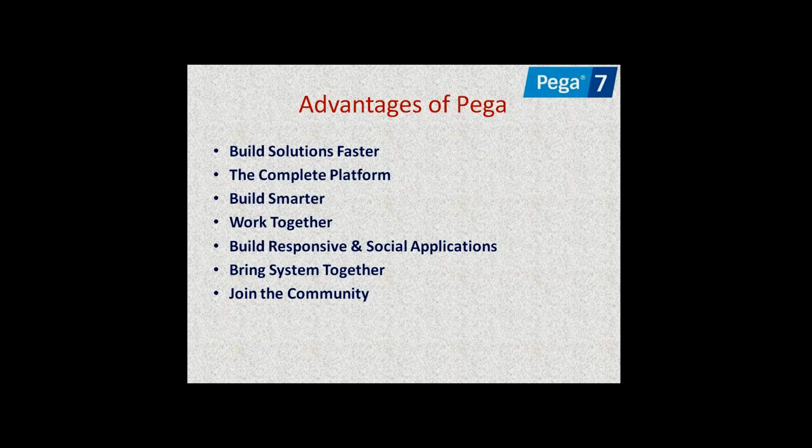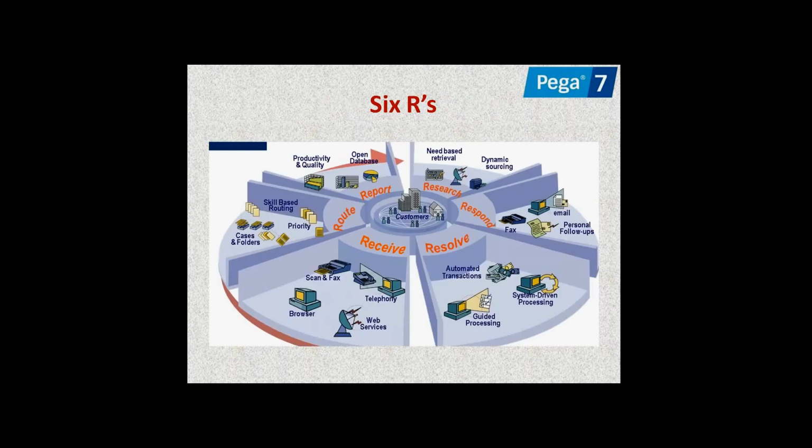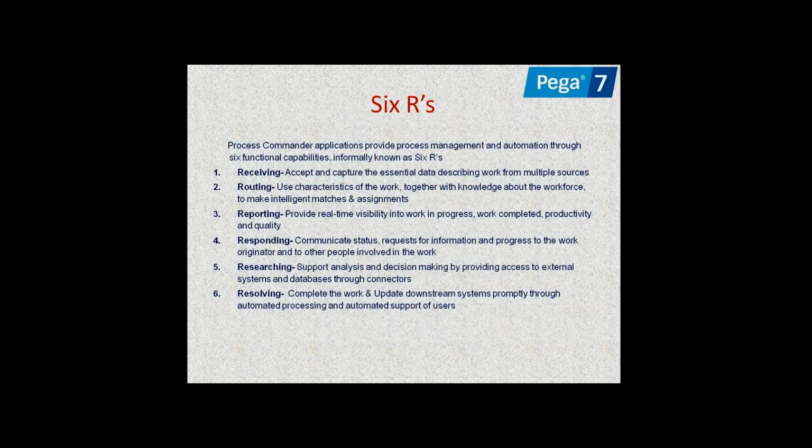Pega contains different types of roles, like administrator, business analyst, manager, system architect. Combining all those things, we can build complex applications. And if anybody asks what are the 6 R's of BPM, you can explain the chart here. I will share it with you.